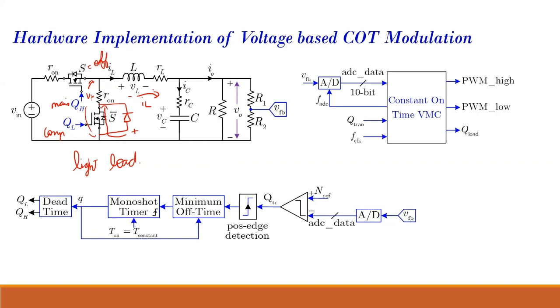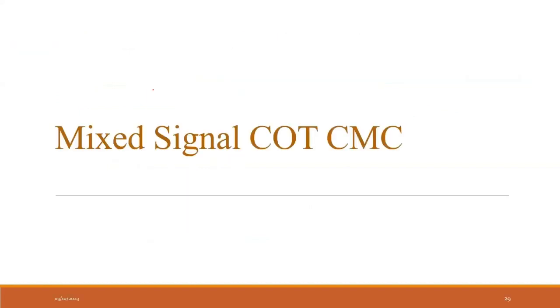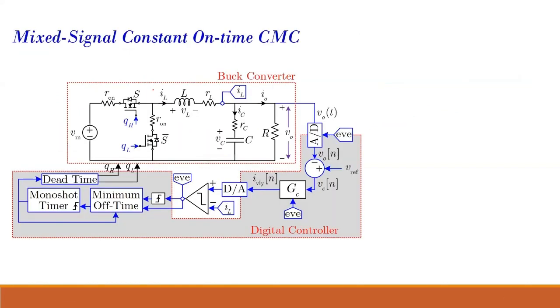Okay, so I'll proceed. Now we will go for current mode control using constant on time control. Previously we were just considering Vref and V output. Now we are doing actual closed loop, considering both your output voltage as well as your current signal.